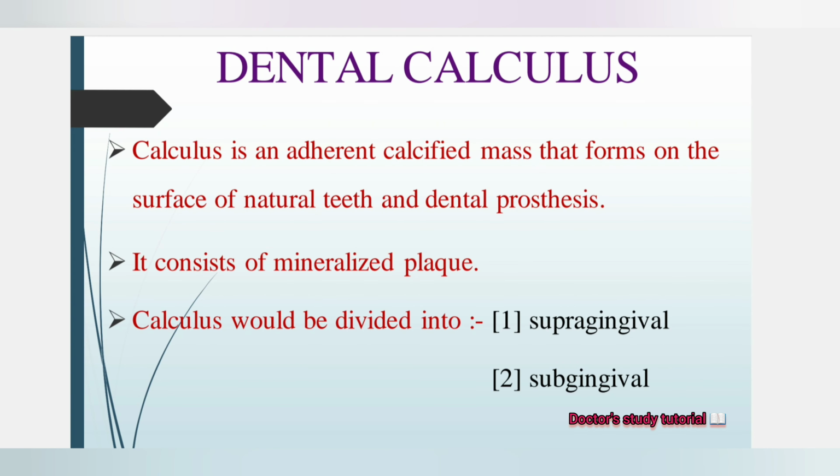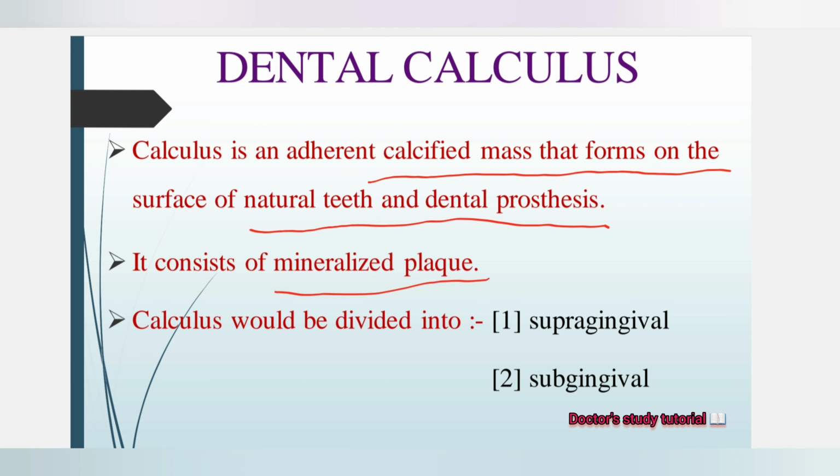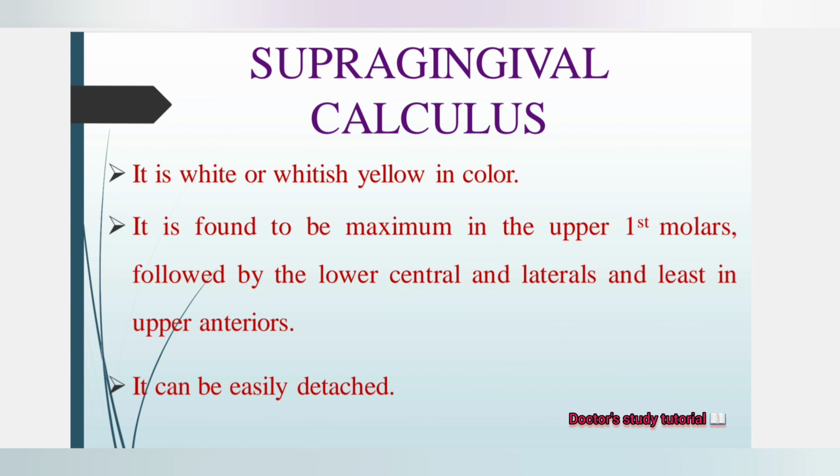The next agent factor is dental calculus. Calculus is an adherent calcified mass that forms on the surface of the natural teeth and the dental prosthesis. It consists of mineralized plaque. Calculus is divided into subgingival and supragingival calculus. Then we have to know about the supragingival and subgingival calculus.